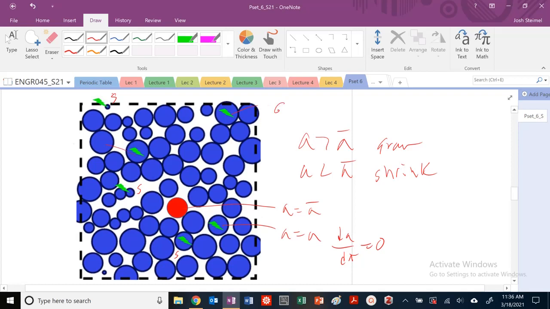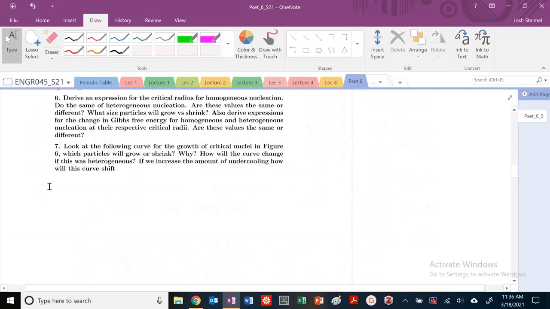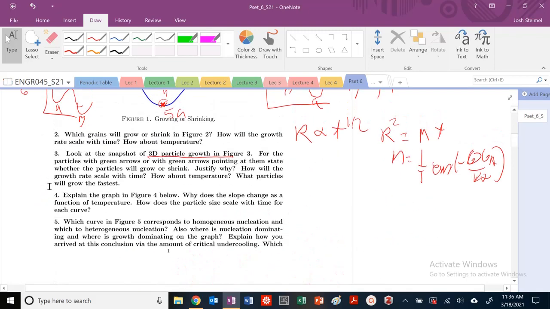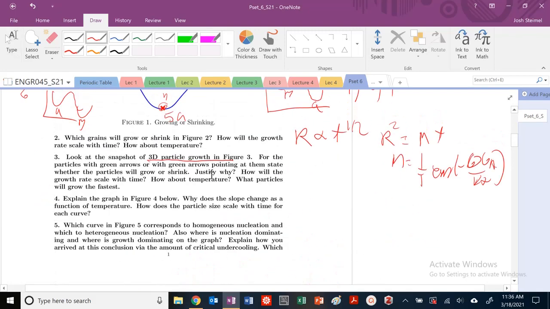I'm going to look and say that this guy is going to grow. And I think that's pretty much it. So let's go ahead and go back to our problem. Which will grow or shrink? Got that. Justify why. We have our equation. Justified there. Again, we could also justify it from the perspective of chemical potential.